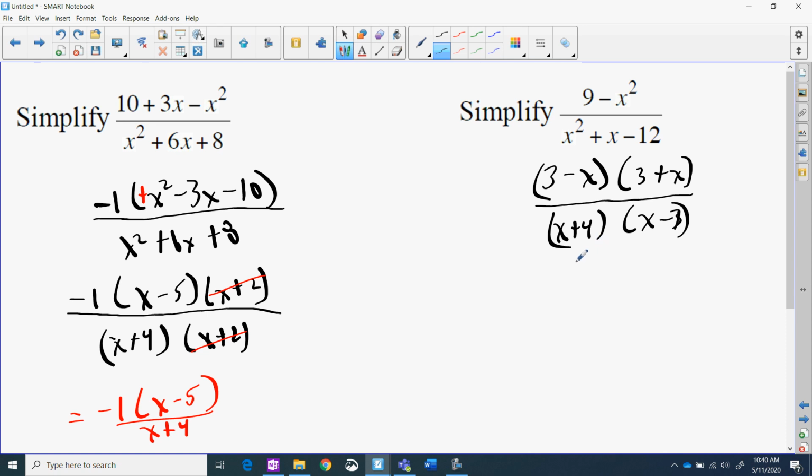Okay, let's look this over. Let's just state the non-permissibles without actually writing them out. X couldn't be negative 4, x couldn't be 3. It wasn't asked, so I'm not going to write them out, but I'm just going to mention it. Now I'm going to look for common factors. 3 take away x and x subtract 3: same two terms, subtracted in the opposite order. I can cross them out as long as I realize I don't get 1, I get a negative 1. That negative 1 will multiply by this. This is the reduced version of our original rational expression.